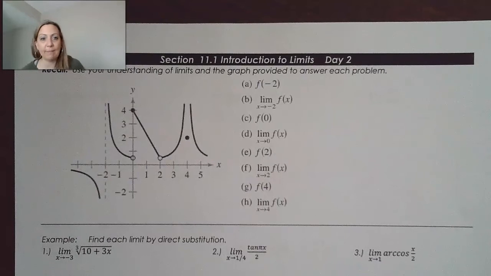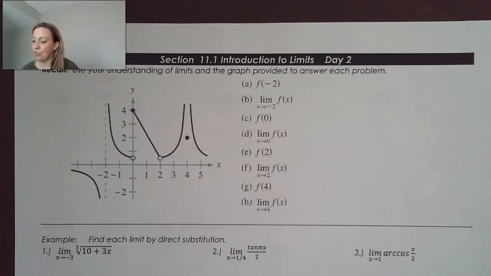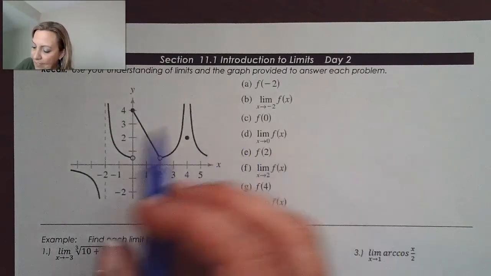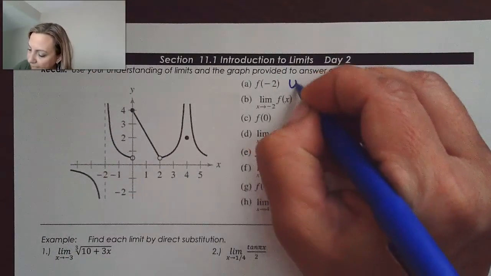Based on what we've talked about, let's use our understanding of limits that we've just looked at and the graph to try to answer each problem. Let's see if we can find what our f of negative 2 is. F of negative 2 is at an asymptote, so that's undefined.